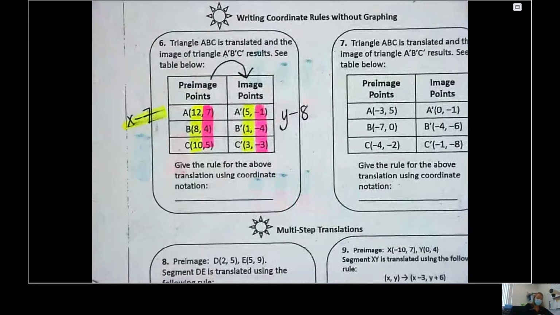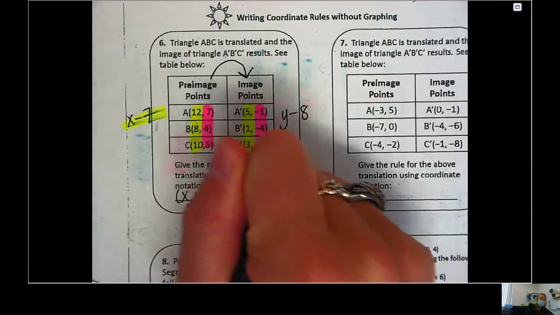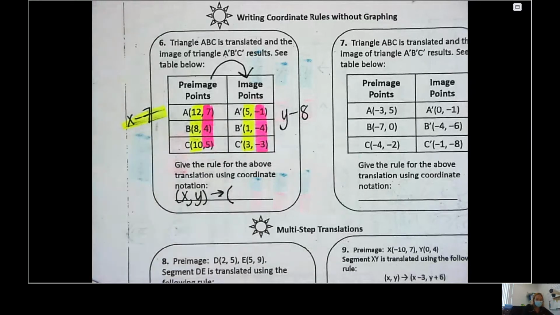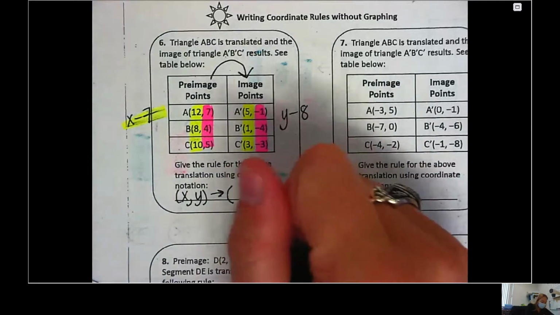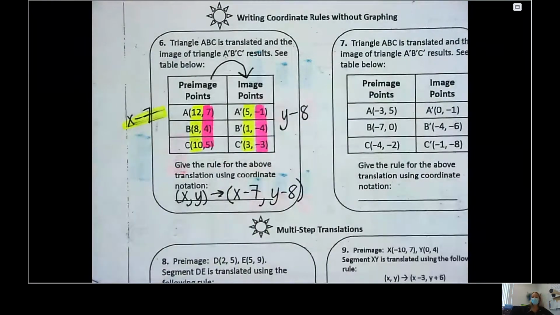So to write it as a rule, I go x, y becomes what? You just wrote it right here. What do I write? Perfect. X minus 7, y minus 8. And in words, which way does x minus 7 take me? To the left. Which way does y minus 8 take me? Down. So I would be taking that picture and going left and down.